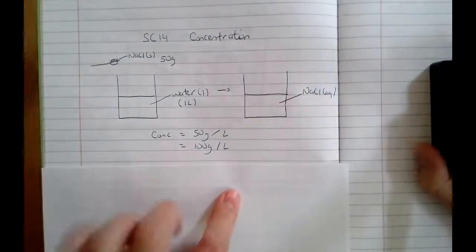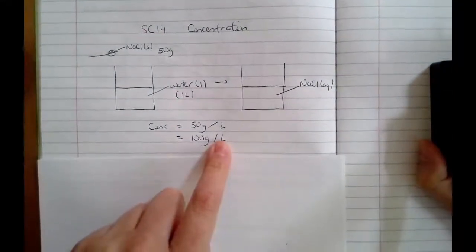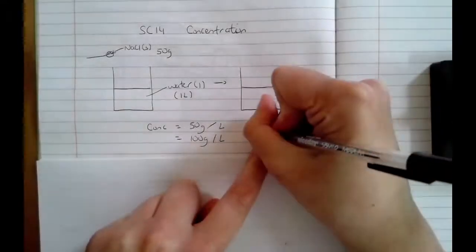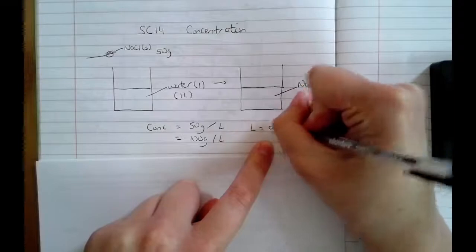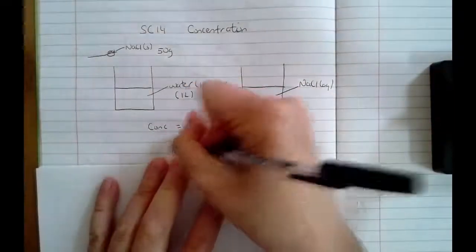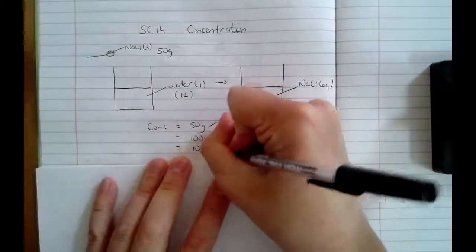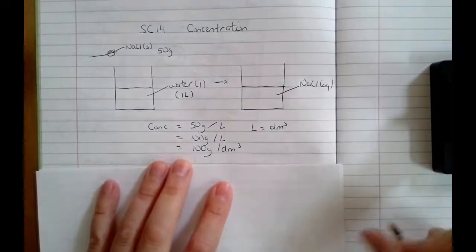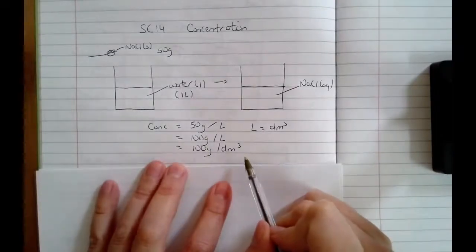In chemistry, though, we typically don't use the unit litre. Instead, we use the unit decimeters cubed. So a litre is exactly the same as a decimeter cubed. So instead of saying 100 grams per litre, in chemistry we would typically say 100 grams per decimeters cubed, and we use this as the unit for concentration.